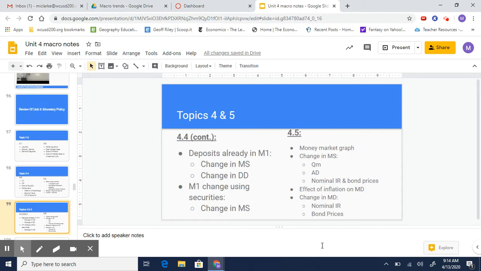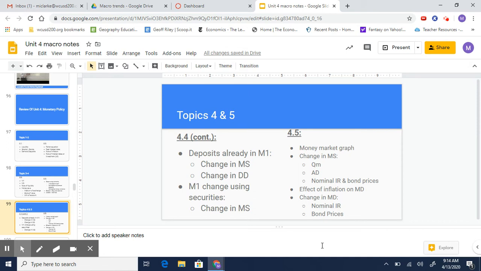4-4 is a big topic. So think about, here is where you're going to have to use your money multiplier formula for a few different types of questions. So where it says deposits already in the M1 money supply, you might have to find the change in the money supply or change in demand deposits. Here's what I mean by that.